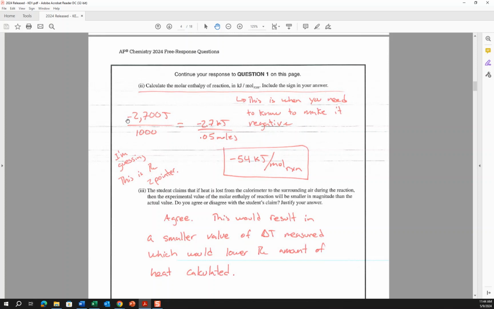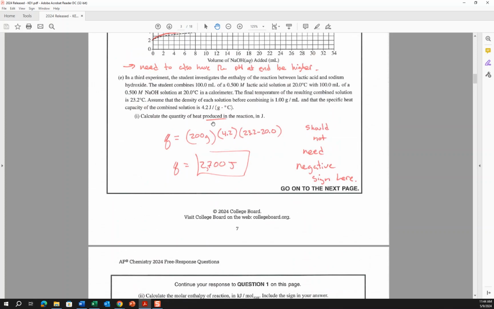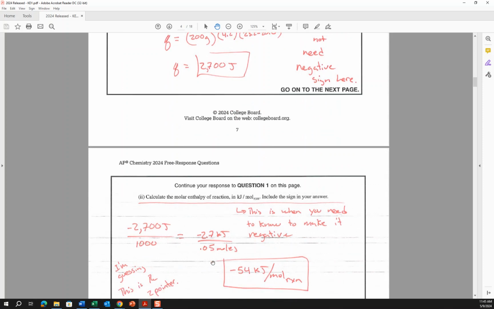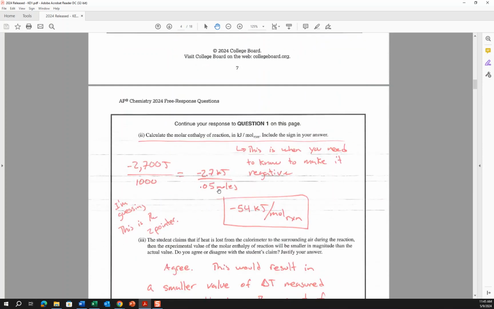So the first thing to do is flip the sign, make it negative because it was an exothermic reaction. The second thing to do was to convert your joules to kilojoules, but then that was kilojoules per this much of reactant reacting. So what we have to do is divide by the moles. If we do the liters times the molarity, that gives us moles. So that's where I got the 0.05. So 0.05 moles of lactic acid reacted or 0.05 moles of sodium hydroxide reacted, either way.